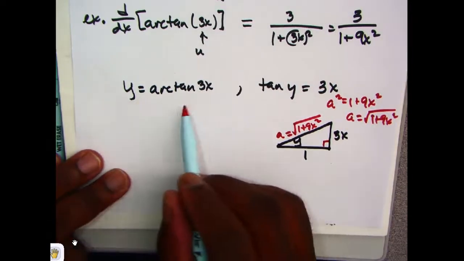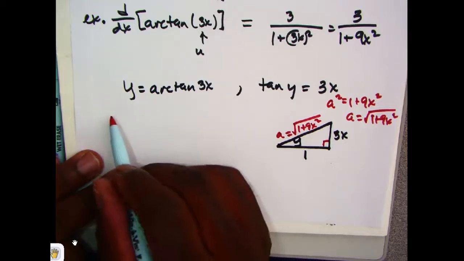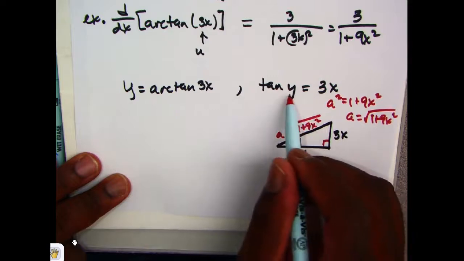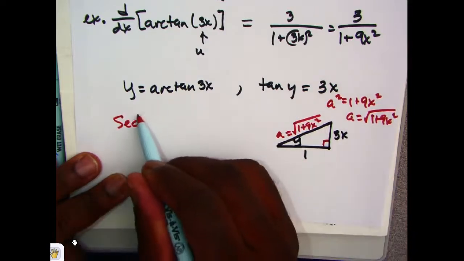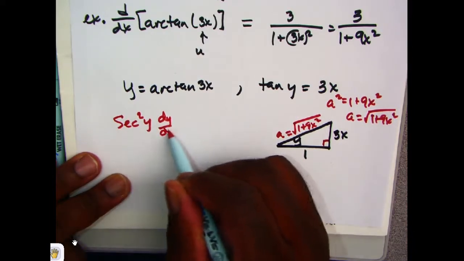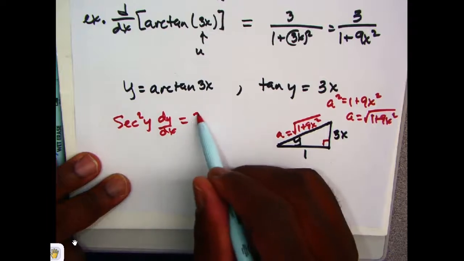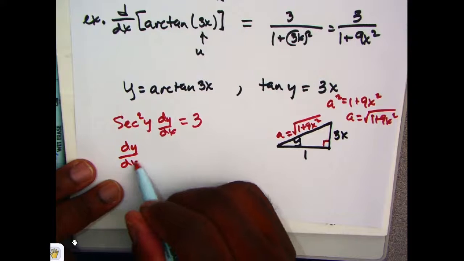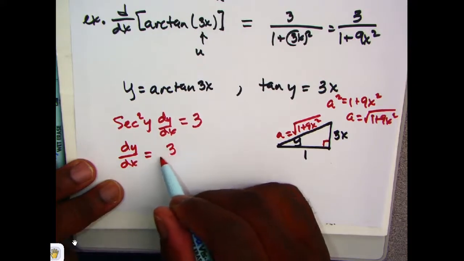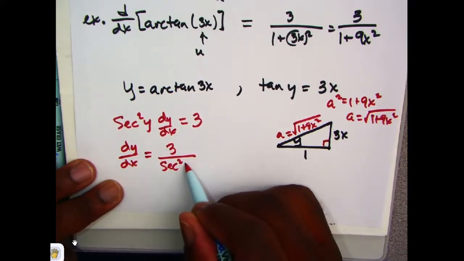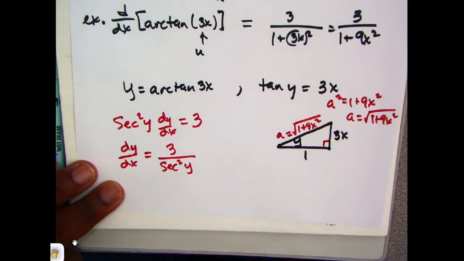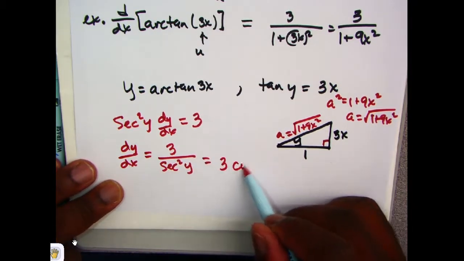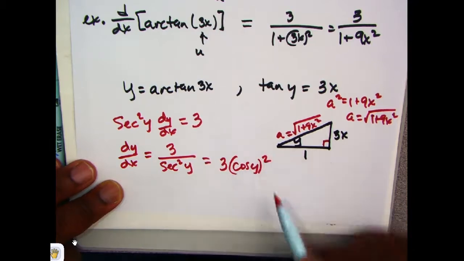So if y is equal to the arctan of 3x, if tangent of y is equal to 3x, then taking the derivative of both sides, we get secant squared y dy dx is equal to 3. dy dx is equal to 3 divided by secant squared y. And 1 over secant squared is cosine squared, so this would be 3 times cosine squared of y.